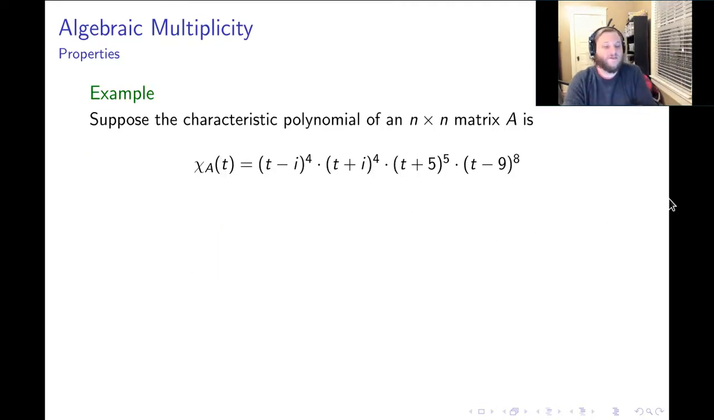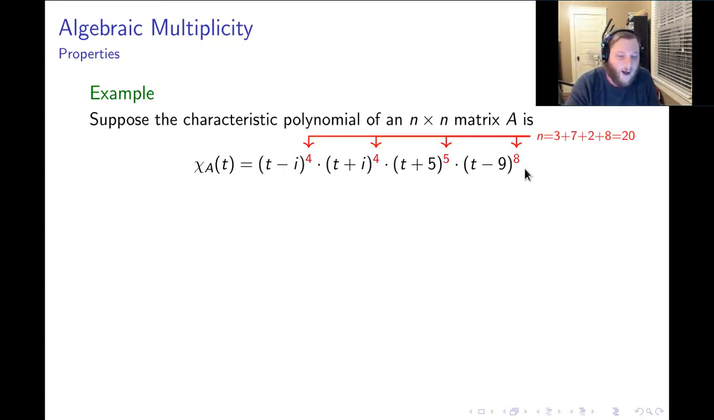So let's see this applied in an example. Let's say somebody gives us an n by n matrix, and what they're telling us here is that the characteristic polynomial of this n by n matrix factors like this. What sorts of things can we conclude? Well, we can add up all of the multiplicities. Ooh, and it looks like I've made mistakes here.